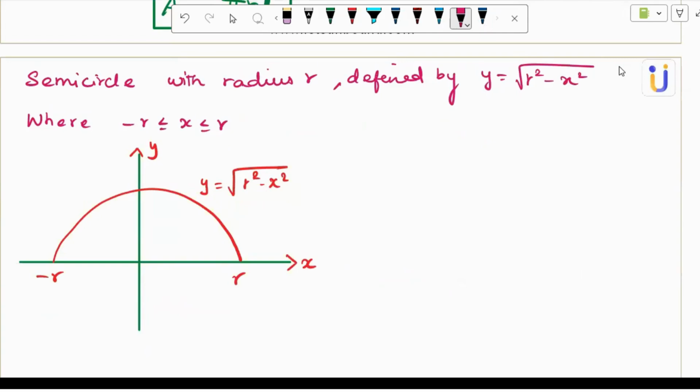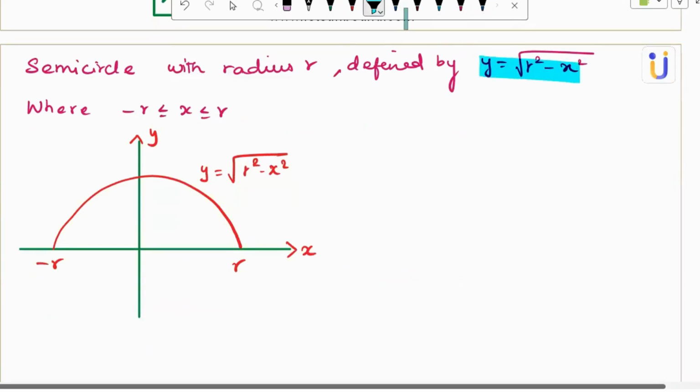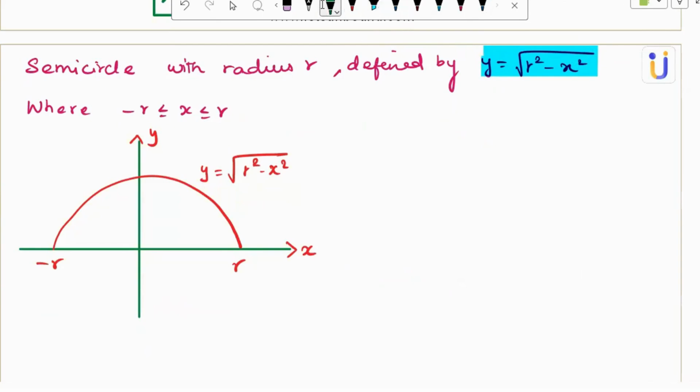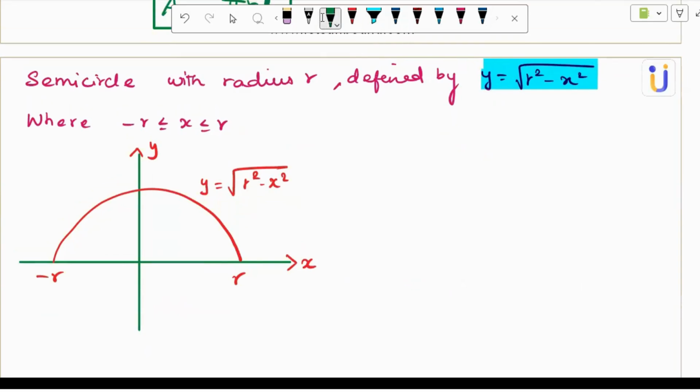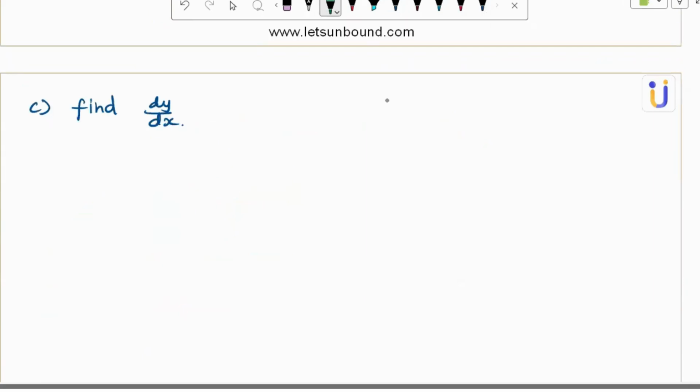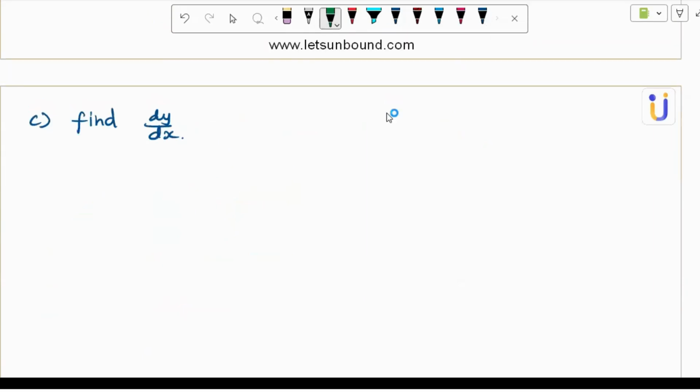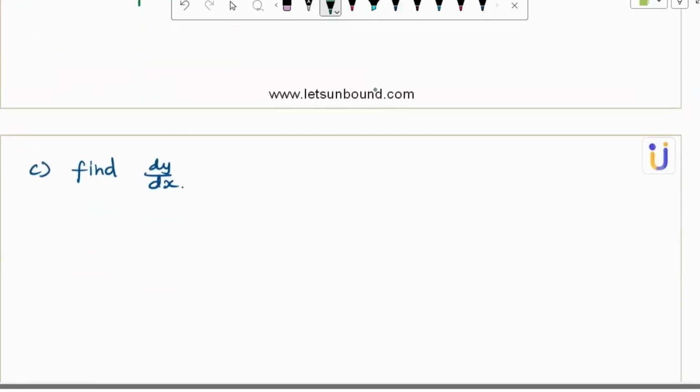And our semicircle is basically upward, above the x-axis. It is defined by the equation y is equal to square root of r squared minus x squared, where it runs from minus r to plus r, the domain. This is the diagram provided. First one is find dy by dx based on this. For this description, this is the only thing we're going to do.